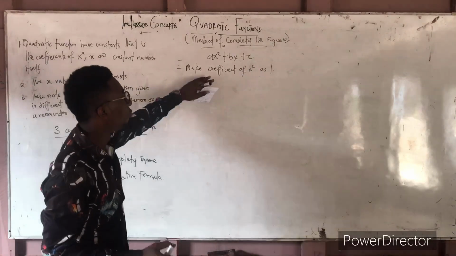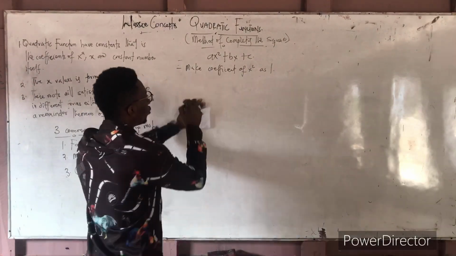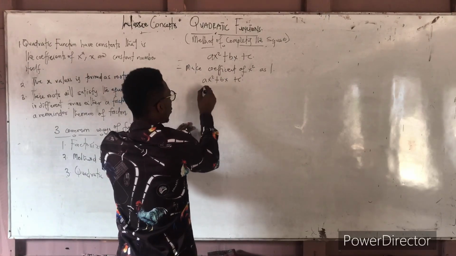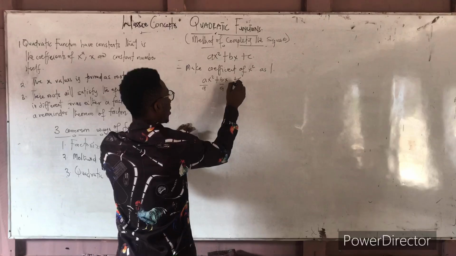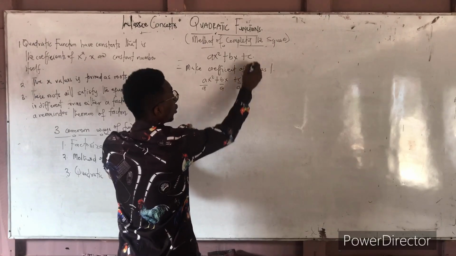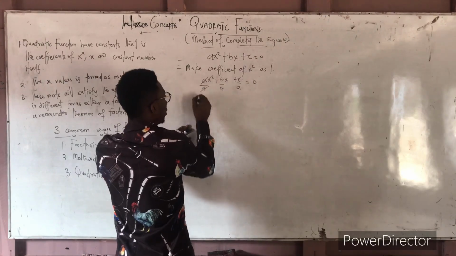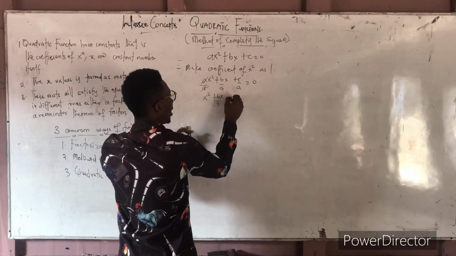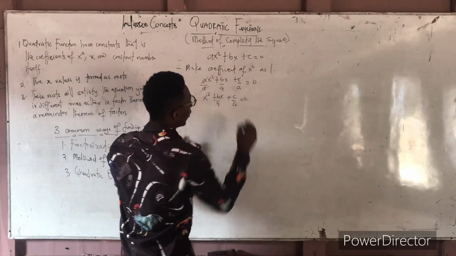So that's the first step. You make the coefficient of the x squared as 1. So to make that ax squared plus bx plus c, how do you do? I have to divide both sides by a, so it is equal to 0. So this one cancels this. So we get x squared plus bx over a plus c on a, which is equal to 0.